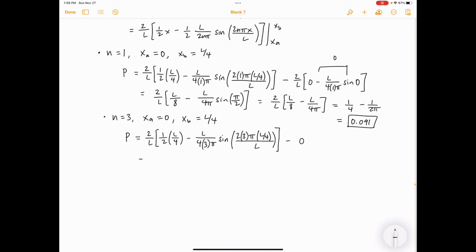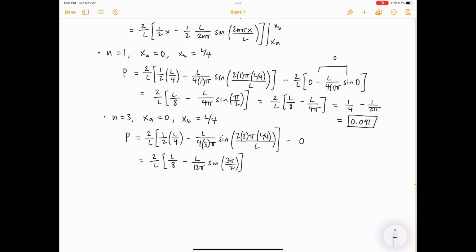Okay, so what I have is 2 over L. And the first term is L over 8 in the brackets. The second term, what am I dealing with? I have L over 12 pi. And then I have the sine of what? So I have L's canceling out. I have 6 divided by 4. So that's 3 halves. Yeah. So I have the sine of 3 pi over 2. Yeah, there it is.